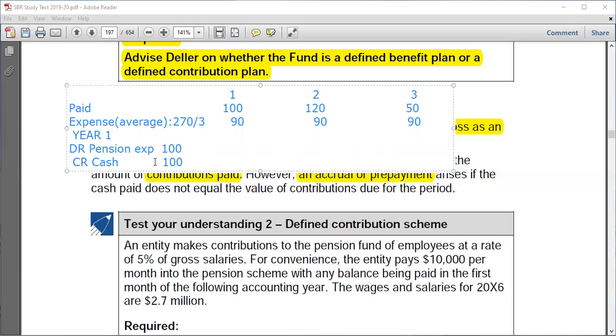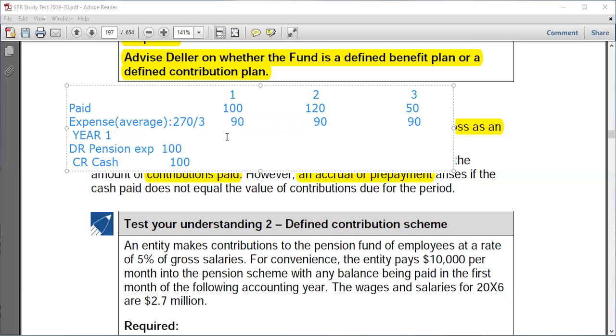But you have to know that here, it's not right to write the pension expense as 100 because the actual expense is 90, right? So this means that we have to adjust this pension. The pension should actually be 90. The expense is actually 90, but I already recorded 100.